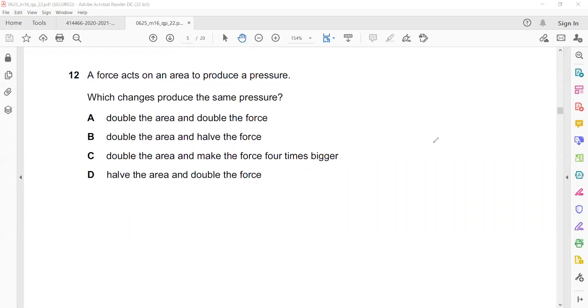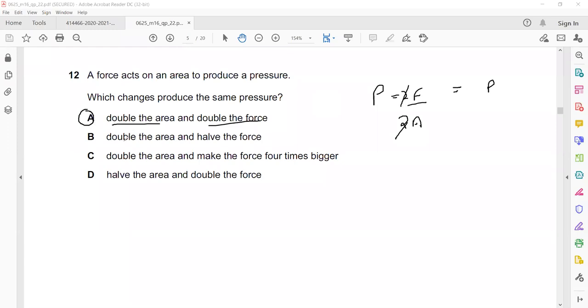Look, as we know, the pressure is force acting on unit area. So P is equal to F divided by A. What if we double the area and we double the force? This will cancel, so we'll get the same pressure. So A is the correct answer.